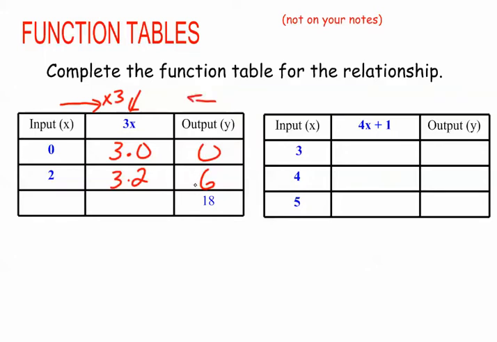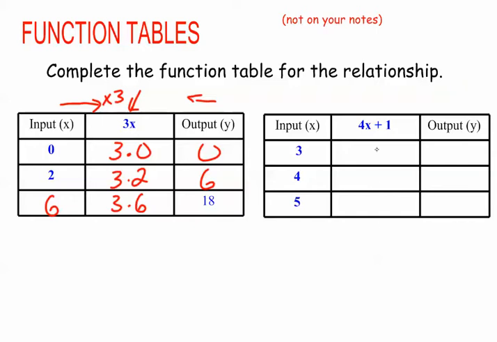Wouldn't I just divide by 3? So the opposite of multiplying by 3, I'm going to divide by 3. So my input value would have to be 6, right? Because 3 times 6 gives me 18.